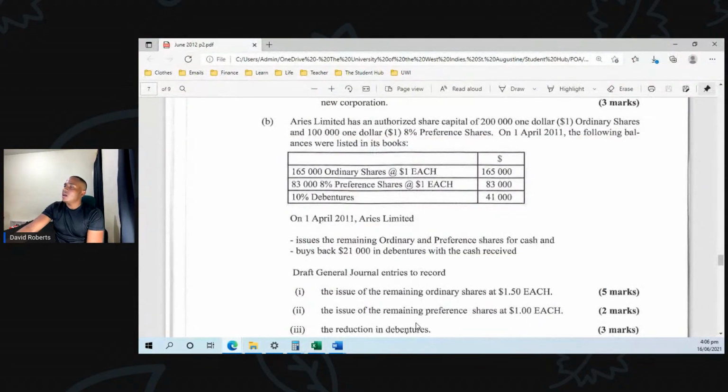So now we're going back, and we're looking at the last part now, as in, we're looking for something called the reduction in debentures. But again, before we go into reduction in debentures, what is a debenture? A debenture is a long-term loan. So we're looking at debentures now.